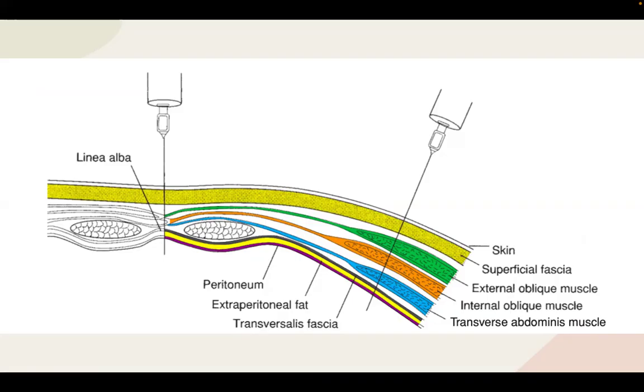The sequence becomes skin and superficial fascia. The superficial fascia is Scarpa fascia and Camper fascia. Camper fascia and Scarpa fascia, and external oblique muscle, internal oblique muscle, transversus abdominis muscle. Then we hit the deeper layers: fascia transversalis, extraperitoneal fat, and parietal peritoneum.